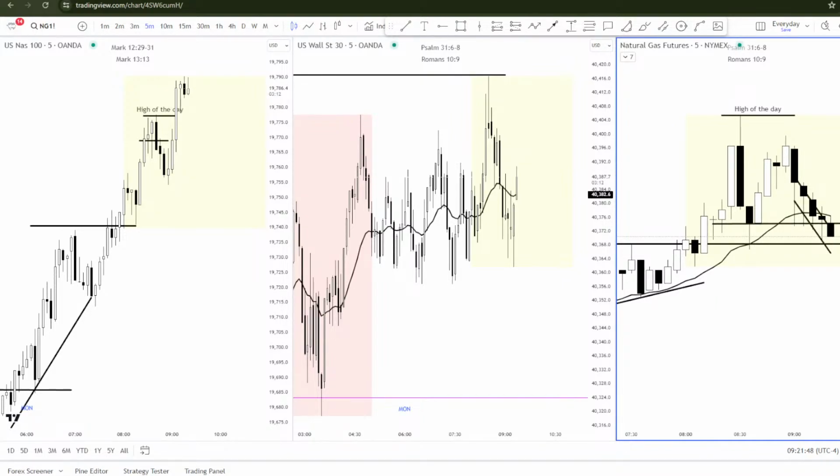Nine minutes to the New York Open. Not looking to take any trades in the meantime. We're too close to the Open. I'm just going to wait.